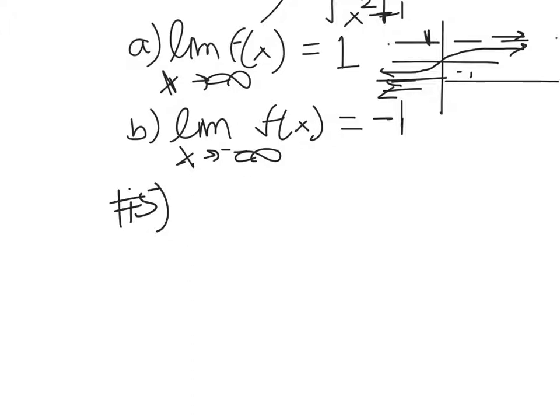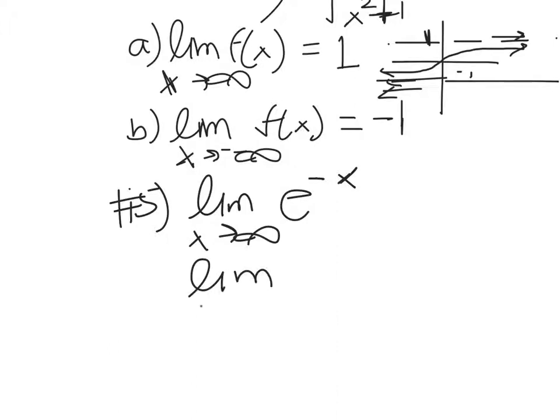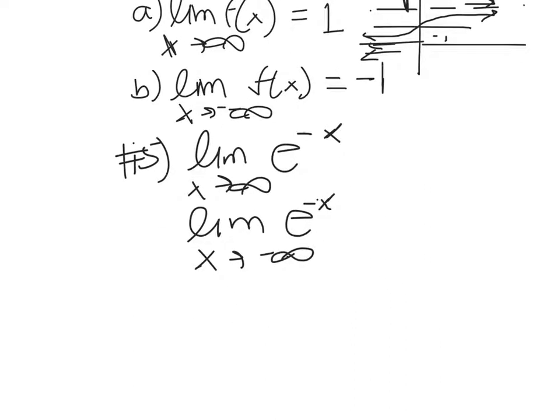Let's find the limit as x approaches infinity for e to the negative x. And let's find the limit as x approaches negative infinity. See, why did it just erase? It's like glitching. Look at it, won't even write. E to the negative x, okay? And then we want to find out if there are any horizontal asymptotes. Okay, that's not how you spell horizontal.